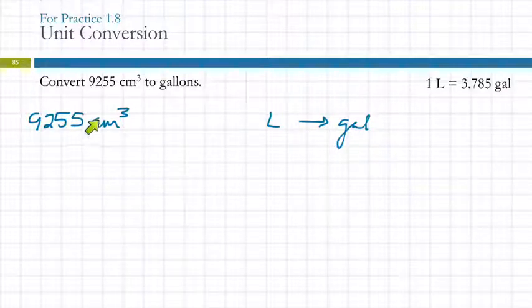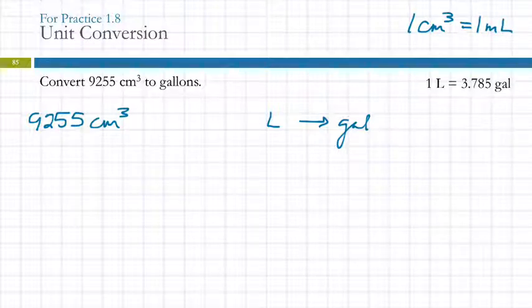And then here, cubic centimeters to liters. Well, the often overlooked conversion, 1 cubic centimeter equals 1 milliliter. So I could use that and get to milliliters. Now I'm closer, and milliliters to liters just involves using metric prefixes. So that's one way to get there. Any questions?